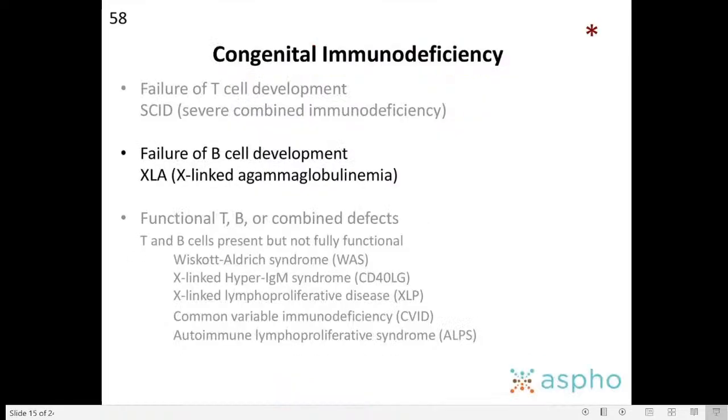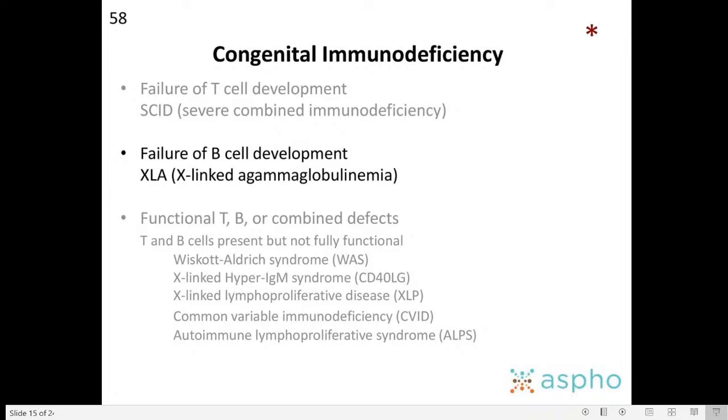In immunodeficiency, we have two different types, called congenital and acquired immunodeficiency. In congenital immunodeficiency, there is a failure of T cell development. That is severe combined immunodeficiency. Okay, that is a very, very important thing. Severe combined immunodeficiency is a congenital immunodeficiency.